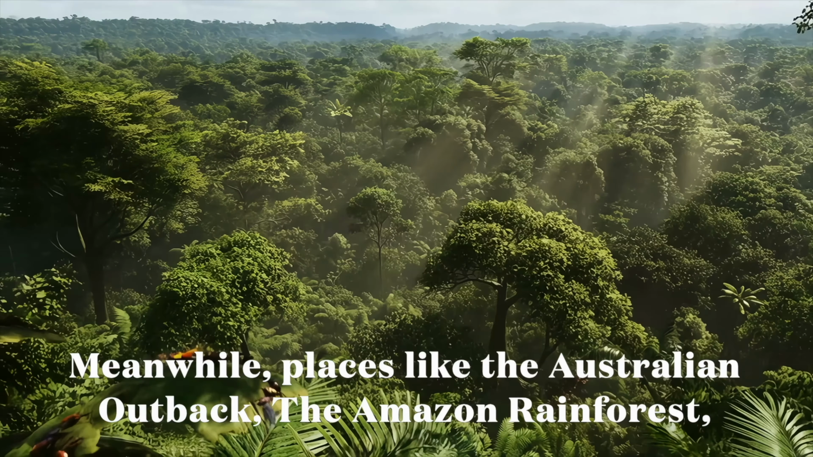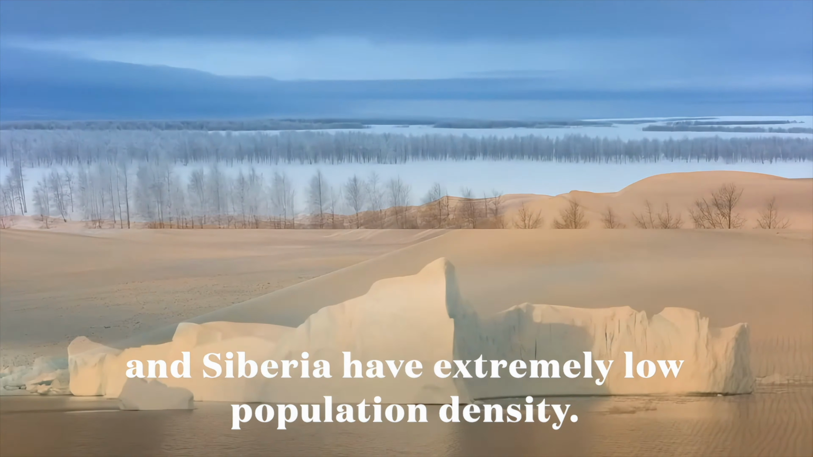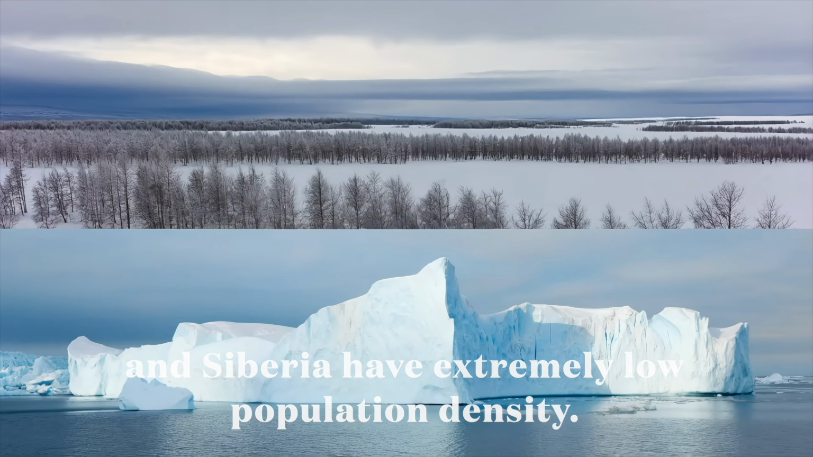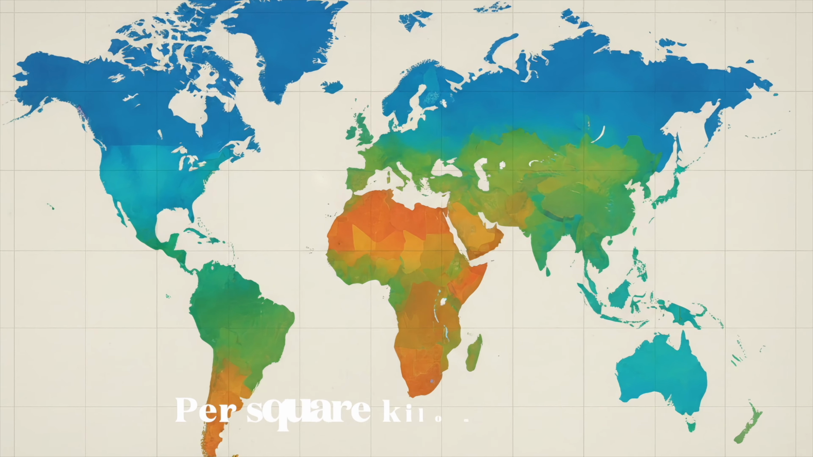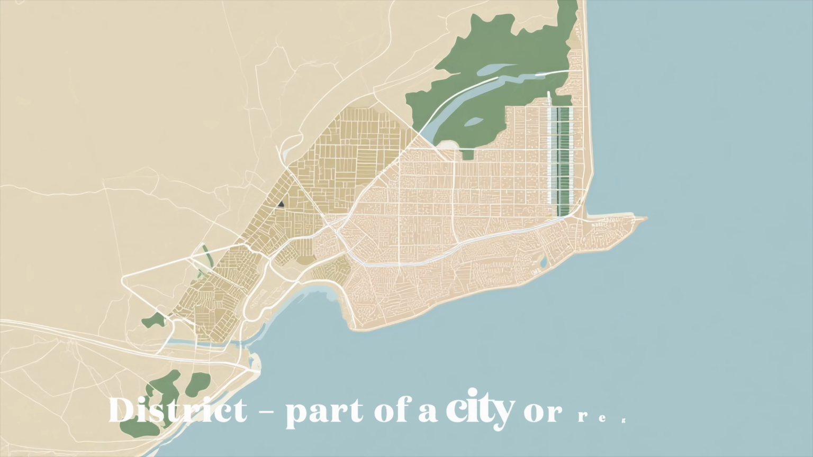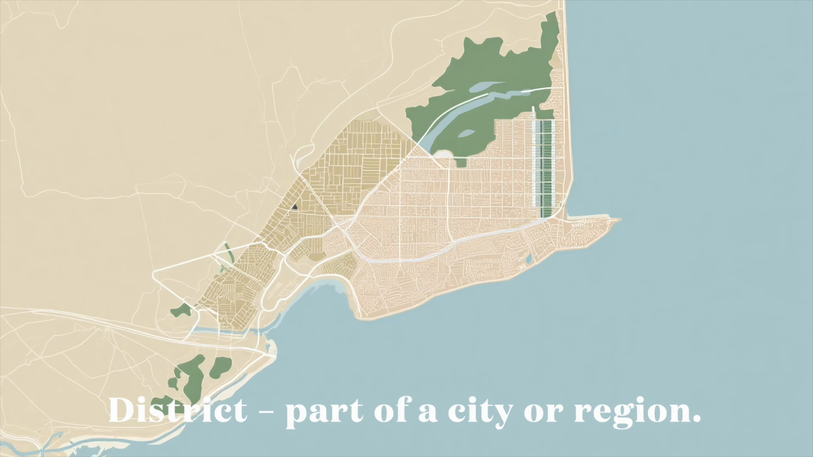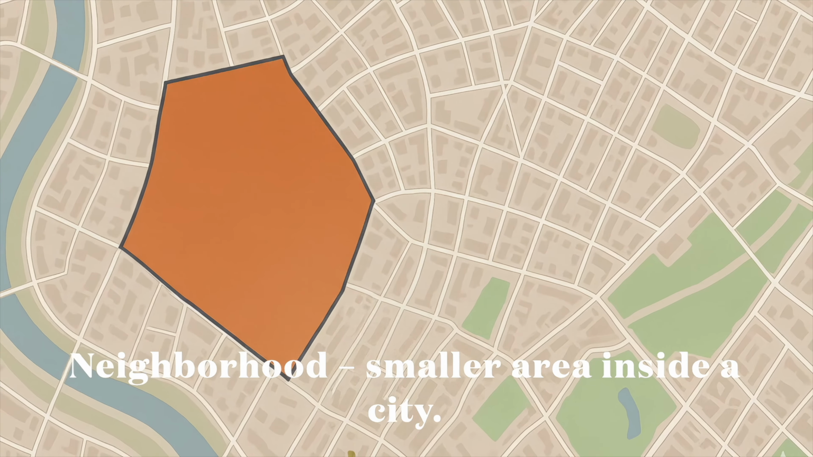Meanwhile, places like the Australian outback, the Amazon rainforest and Siberia have extremely low population density. Let's check some vocabulary. Per square kilometre. District, part of a city or region. Neighbourhood, smaller area inside a city.